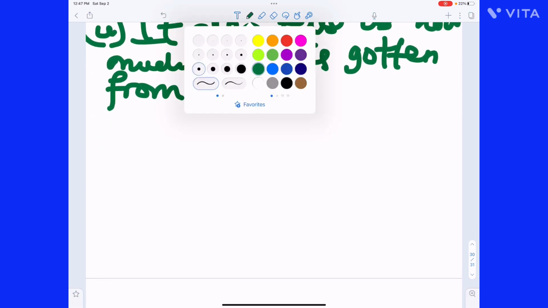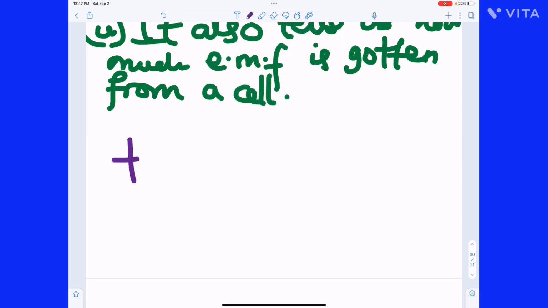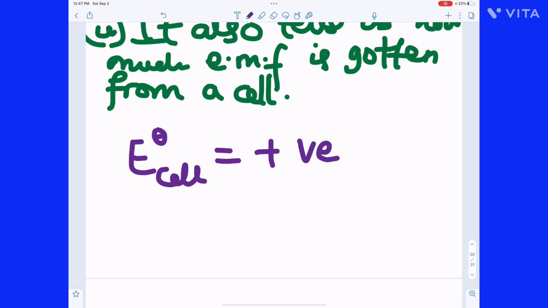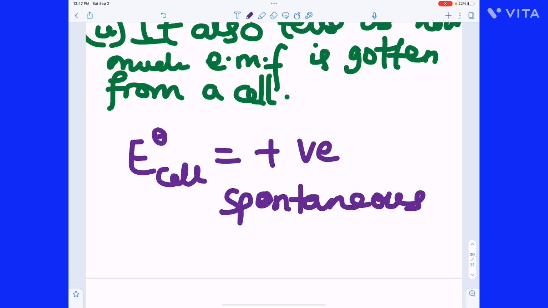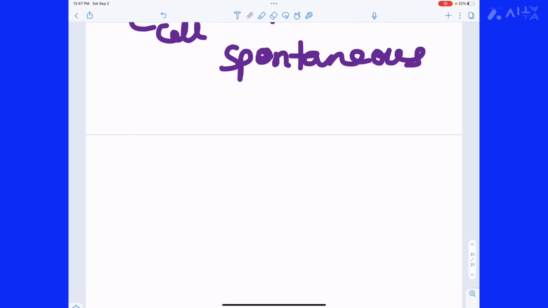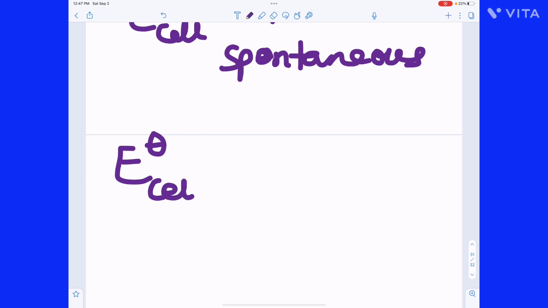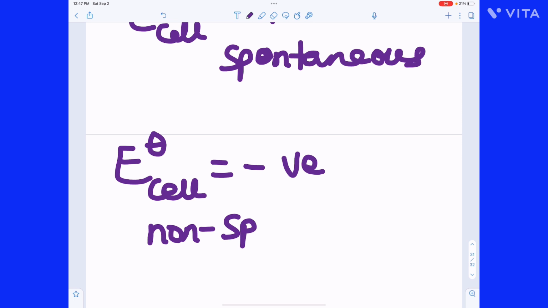So what you need to know here is that when the E cell is positive, when the standard electrode potential of a cell is positive, then the reaction is what? Spontaneous. Spontaneous means the reaction will easily occur. But when the standard electrode potential of the cell is negative, it tells us the reaction is non-spontaneous.